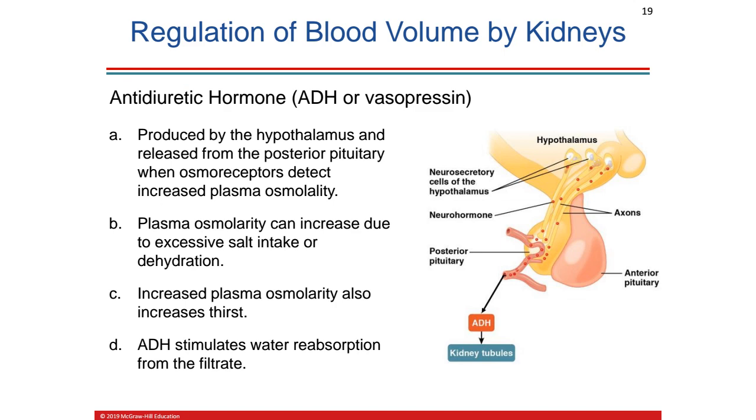One of the major hormones that regulates blood volume is antidiuretic hormone, or ADH. It's also called vasopressin, and sometimes it's also referred to as arginine vasopressin because that's the form that mammals have. ADH is produced by the hypothalamus and released from the posterior pituitary when osmoreceptors, which are within the hypothalamus, detect increased blood plasma osmolality.